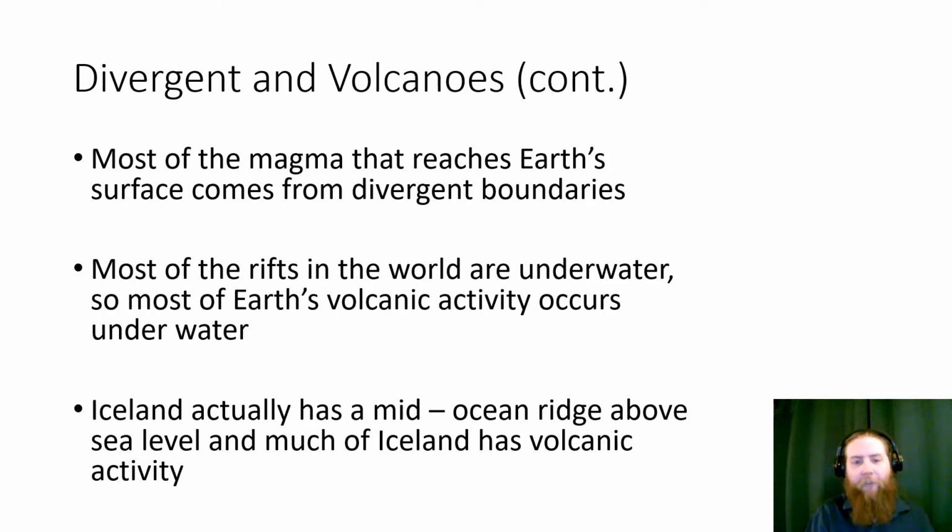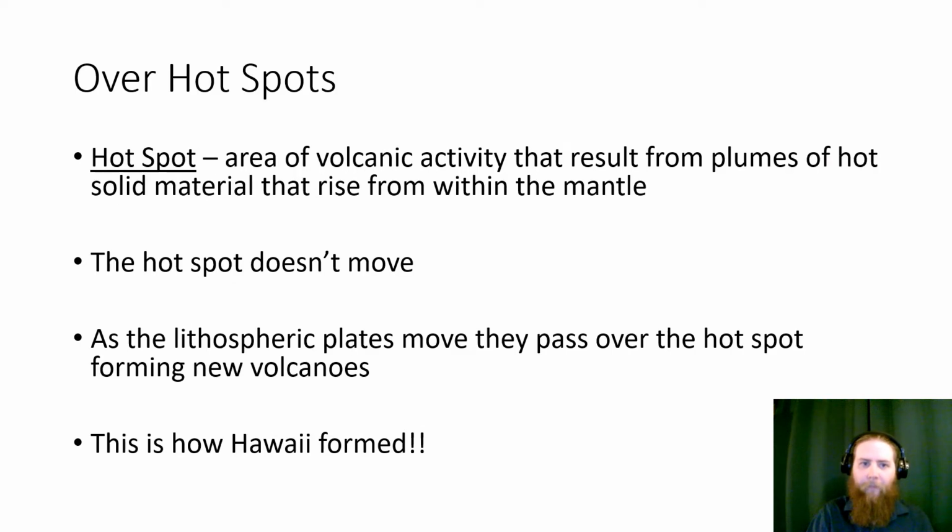Most of the magma that reaches Earth's surface comes from these divergent boundaries. And most of the rifts in the world are underwater, so most of Earth's volcanic activity occurs underwater. Iceland is a unique example, as it actually has a mid-ocean ridge which is at or above sea level, and much of Iceland has volcanic and geothermal activity because of this.